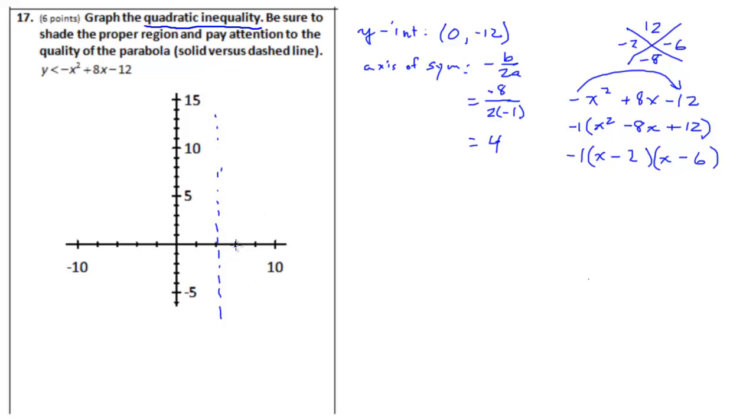And we do know we've got this point at 6 and 2. If we set that equal to 0, these are x-intercepts. X is equal to 2 or 6. Those are our x-intercepts.